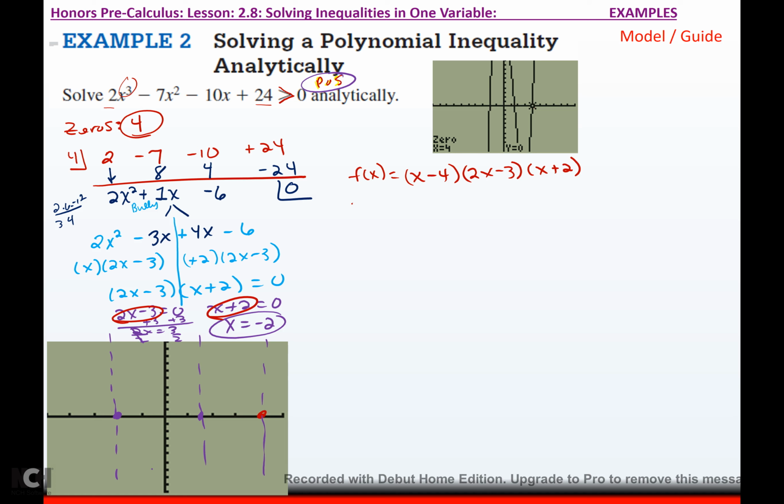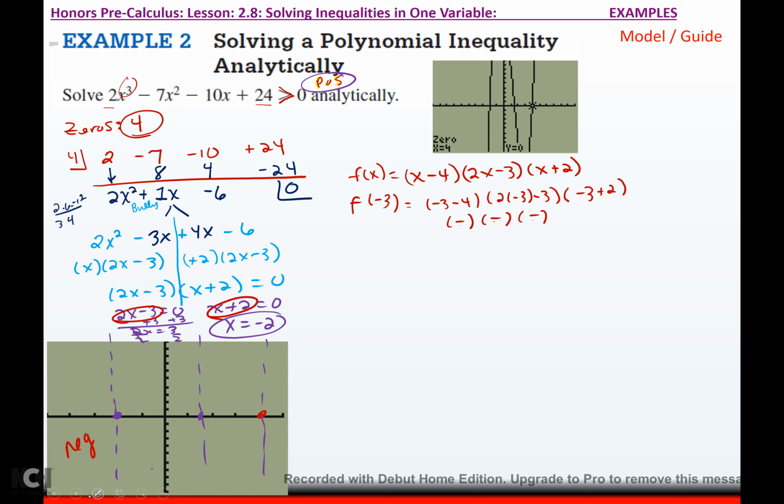So if I find f of negative 3, I'd have negative 3 minus 4, 2 times negative 3 minus 3, negative 3 plus 2. This is going to be negative. That's negative 6 minus 3, which is negative. Negative 3 plus 2, that's negative. A negative times a negative is a positive, times a negative is a negative. So this section is negative.